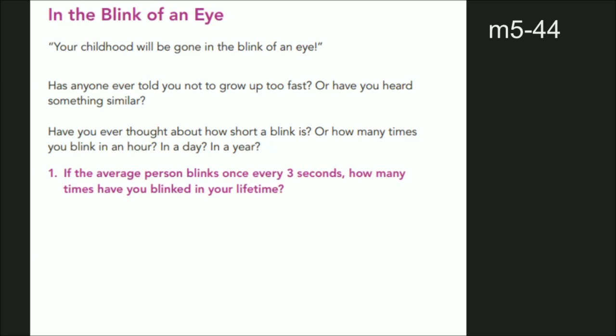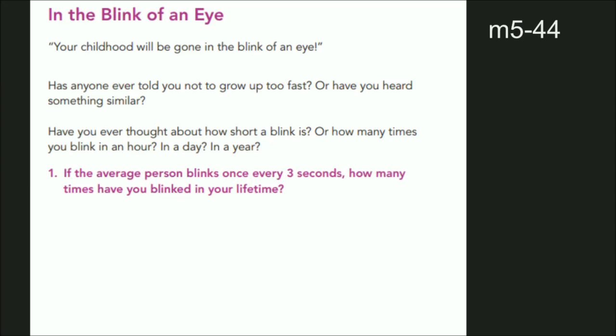It says, in the blink of an eye. If we read through this, it says your childhood will be gone in the blink of an eye. That's just a phrase or a saying that people have said. Has anyone ever told you not to grow up too fast? Or have you heard something similar to this? Have you ever thought about how short a blink of an eye is? Or how many times you blink in an hour or a day or in a year?